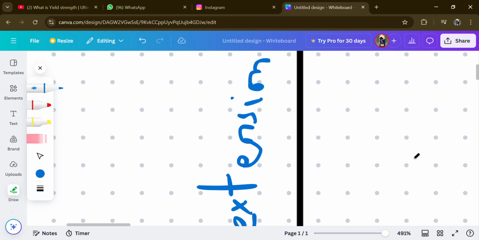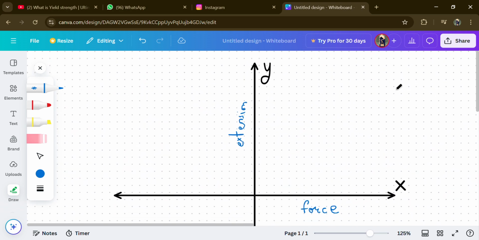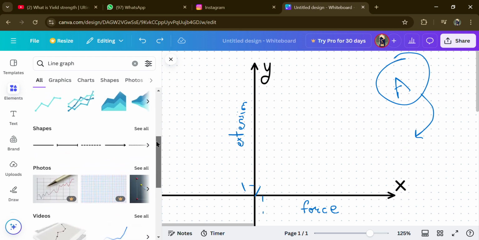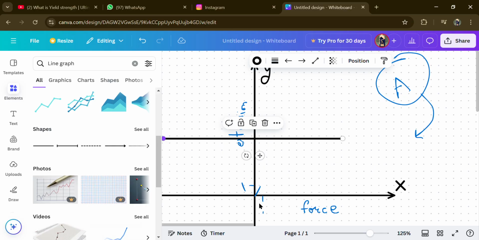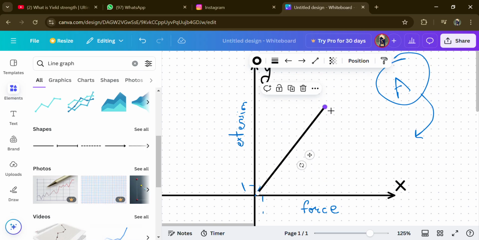Okay, let's zoom out. First, suppose we are taking an object that is A. Now we are making a graph of this object A. If we apply force, just suppose up to 1 Newton, then 1 meter would be the extension that it will get. It will create a straight line, or I think I should use an actual straight line to showcase this. Let's say this is the line that we got. This is a straight line with a proper slope, so it should be at 45 degrees, right?